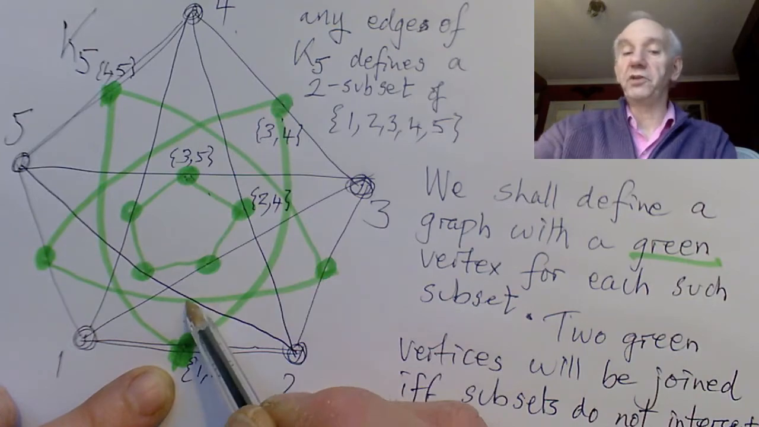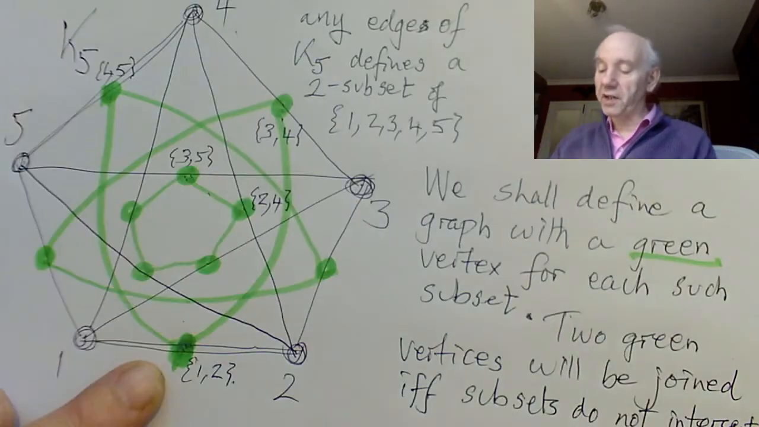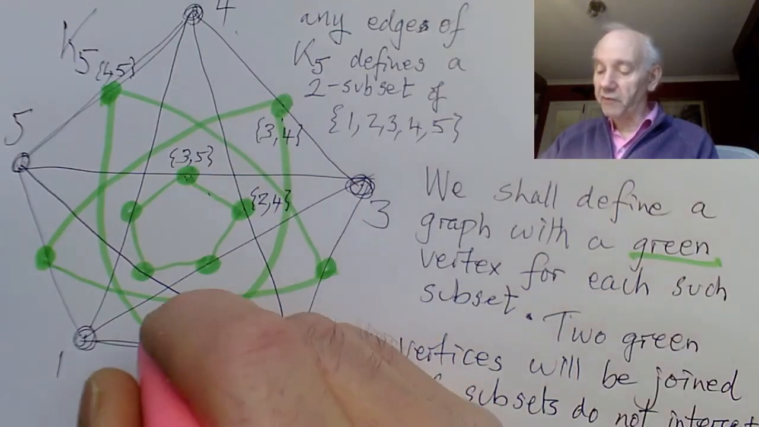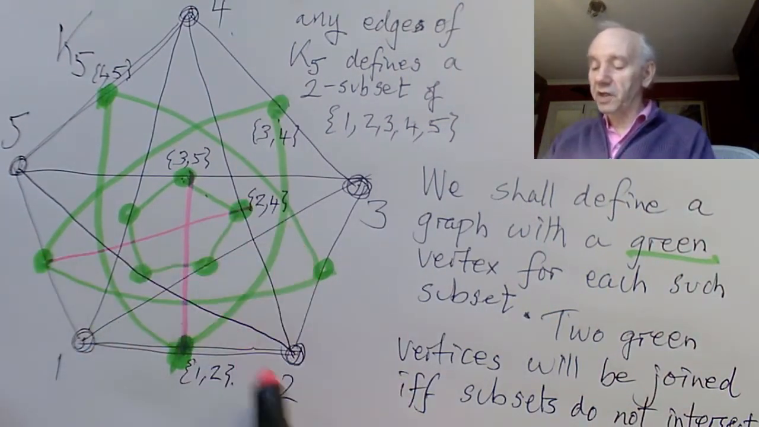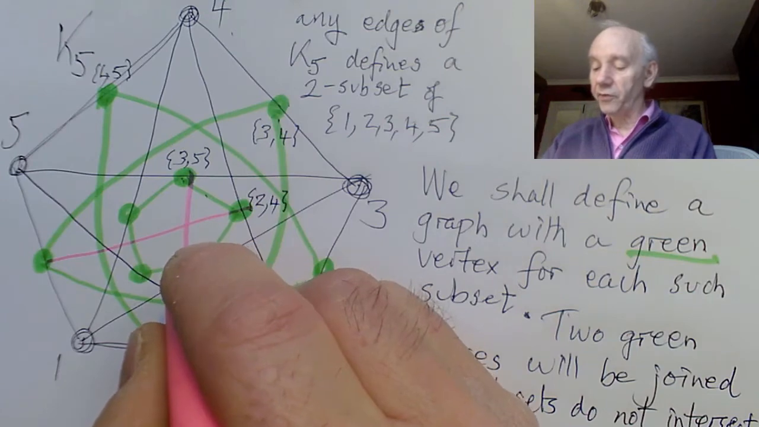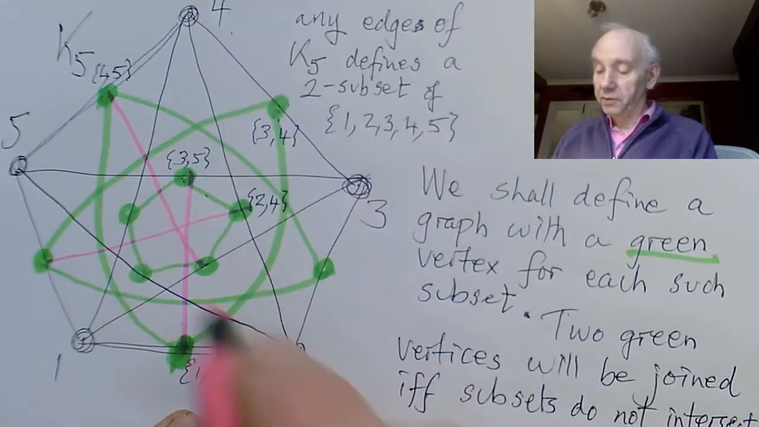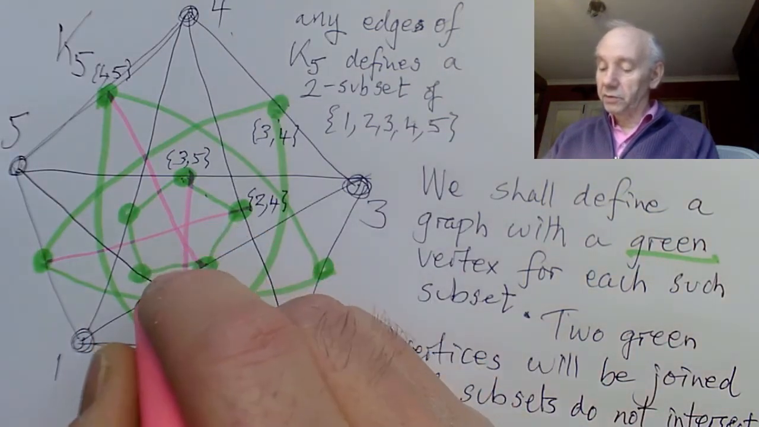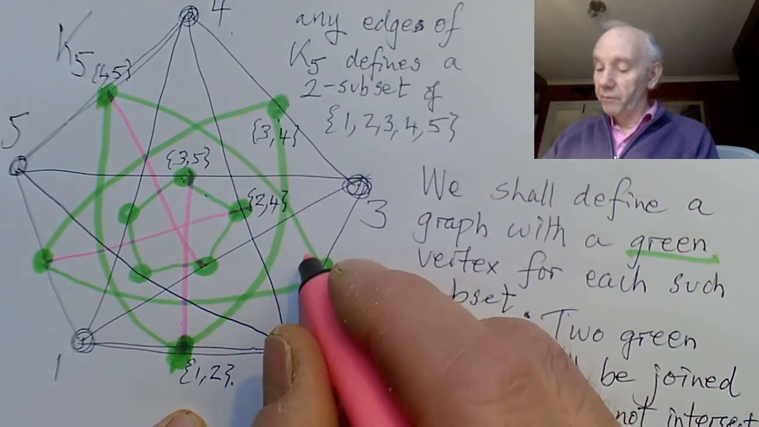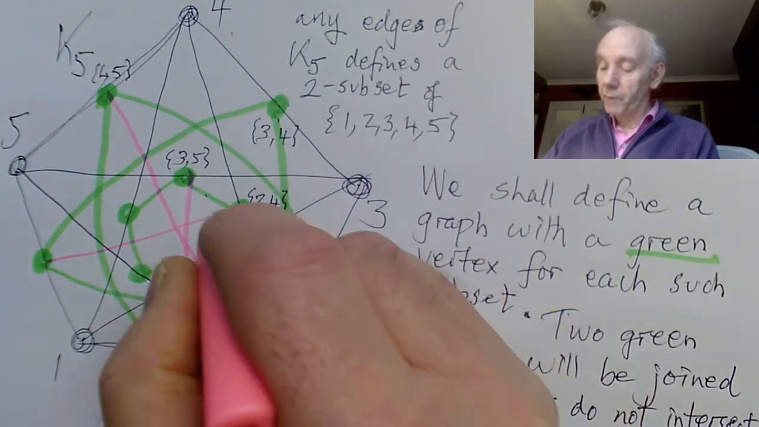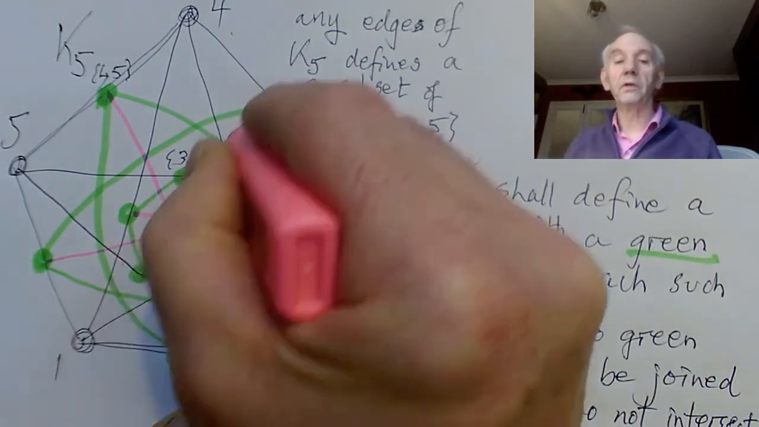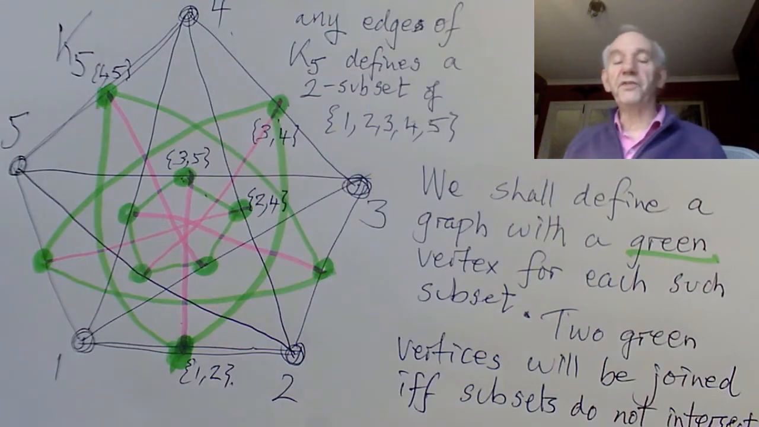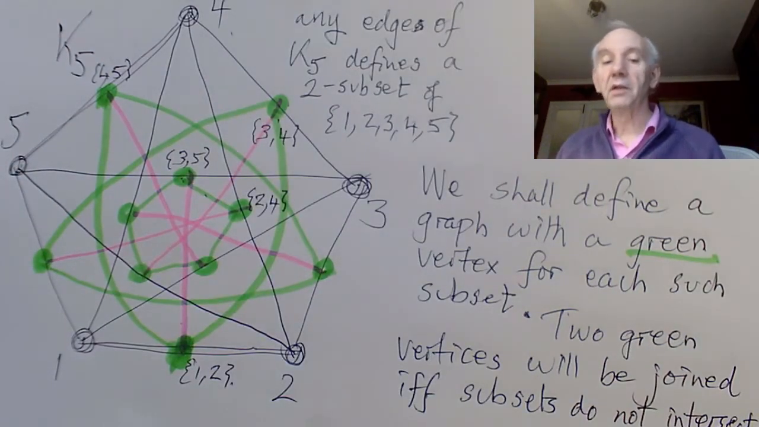Okay, and maybe I should use different colours so as not to confuse things. So I need to join 1, 2 to 3, 5, and I need to join these two. You see, obviously it's going to be working out. I need to join these two, and I'm going to join these two, and I'm going to join finally these two. Okay, so each vertex of the pentagram has been joined to each vertex of the pentagon.